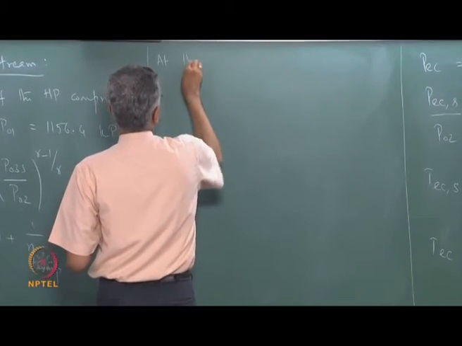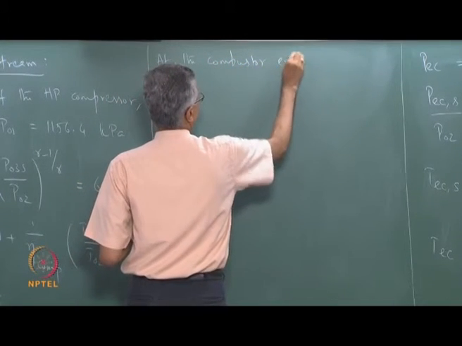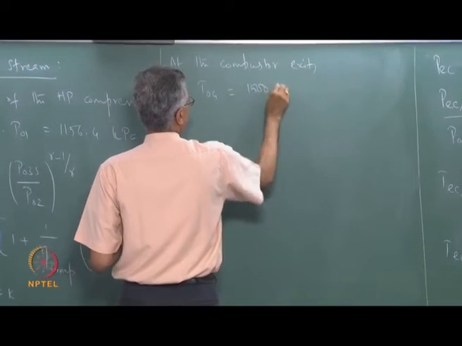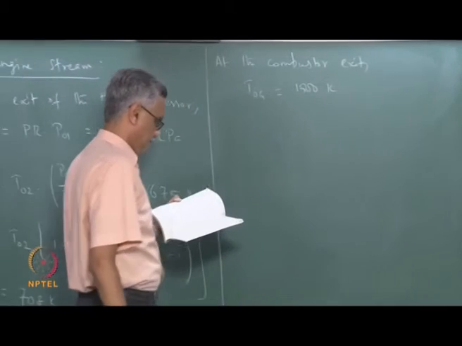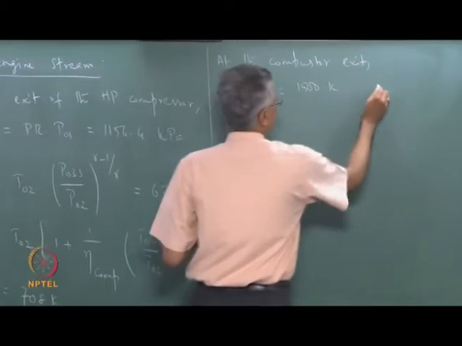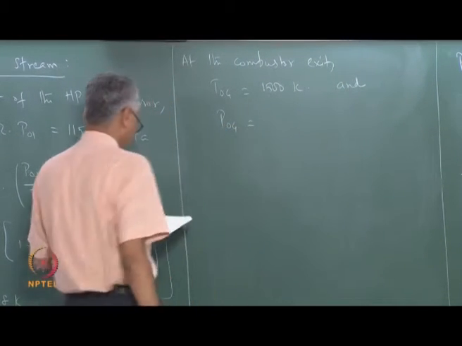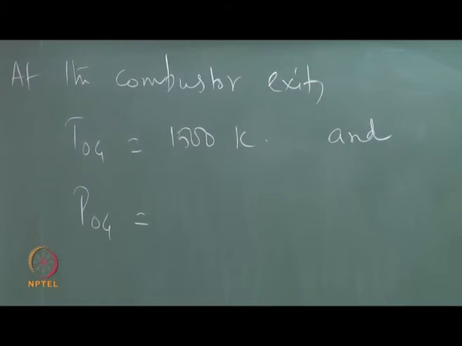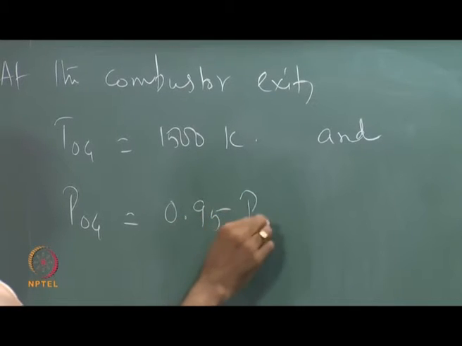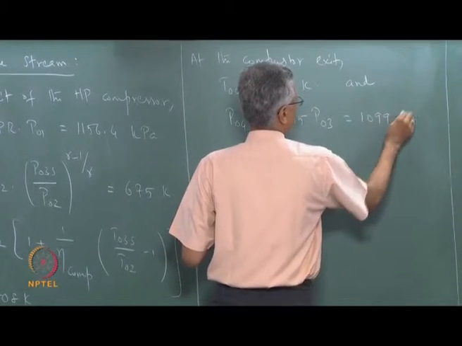So at the combustor exit, T04 is equal to 1500 Kelvin, and for P04, it is given that there is a 5% loss of stagnation pressure in the combustor. So P04 is 0.95 times P03, and this comes out to be 1099 kilopascal.